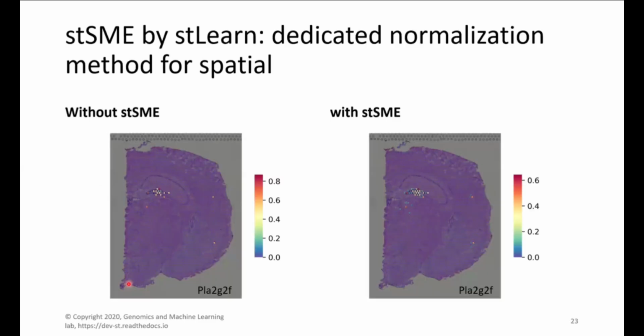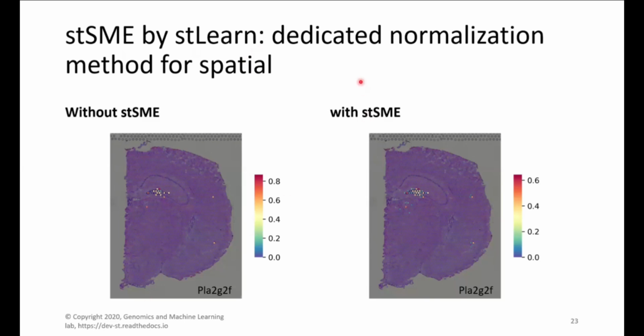You go through normalization. Then you basically borrow methods from single-cell RNA sequencing again. There's log normalization or Pearson residuals, that would be SCTransform in Seurat. But there's also some specialized methods for spatial data. Here I'm just showing one example called STSME, which is part of the stLearn package. I'm always giving the links down here.